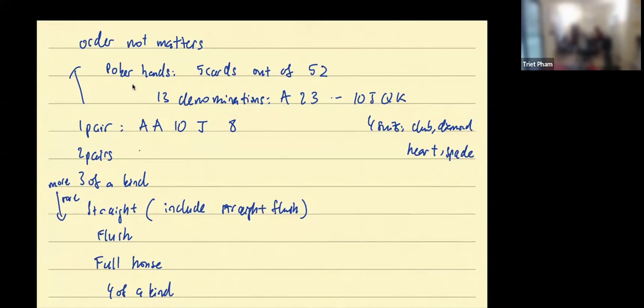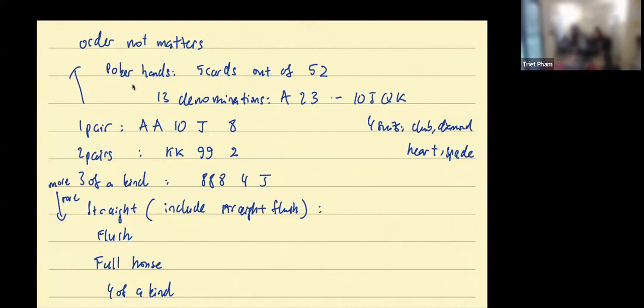So 2 pairs would be something like king, king, 9, 9, and then let's say 2. So this is 2 pairs, a pair of kings and a pair of nines. Again, notice this can come from any suit. 3 of a kind, so, 8, 8, 8, and a 4 and a jack.